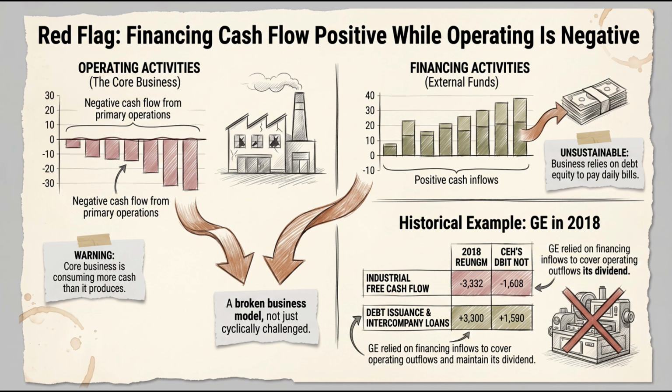GE in 2018 is a classic example. They relied on intercompany loans and debt issuances to fund operations and maintain their dividend while their industrial business was burning cash. When a company must rely on financing inflows just to cover operating outflows, the business model is fundamentally broken, not just facing a temporary cycle.